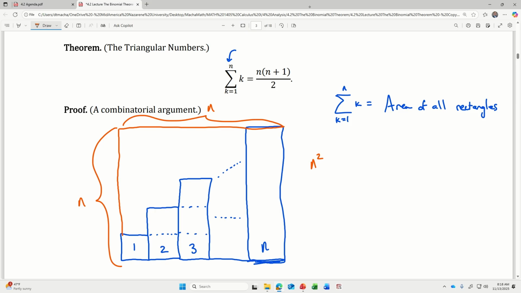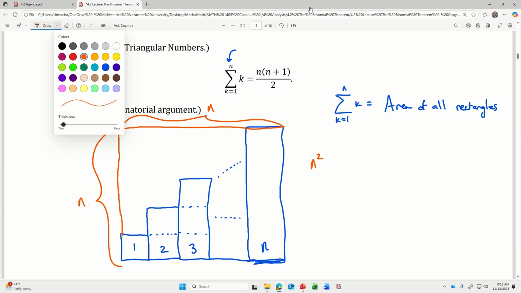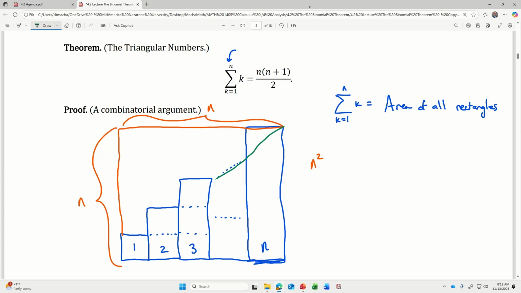Of course, that's bigger than the area of the rectangles, but the next trick that I want to use is I want to draw a diagonal line down through the tops of my rectangles. And so obviously everything below this green line is part of the area of the rectangles. It's not the total area. There's some little peaks that stick out above the green line, but everything below the green line is going to be part of the rectangles. And so the area below this green line is a triangle. It's n squared divided by 2.